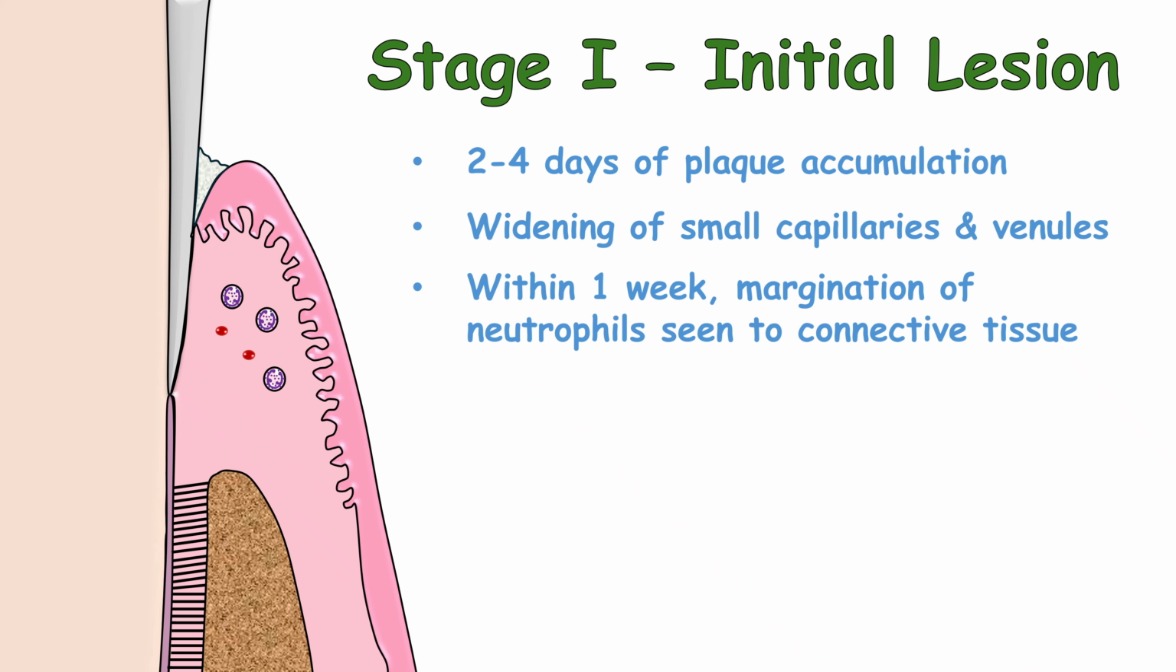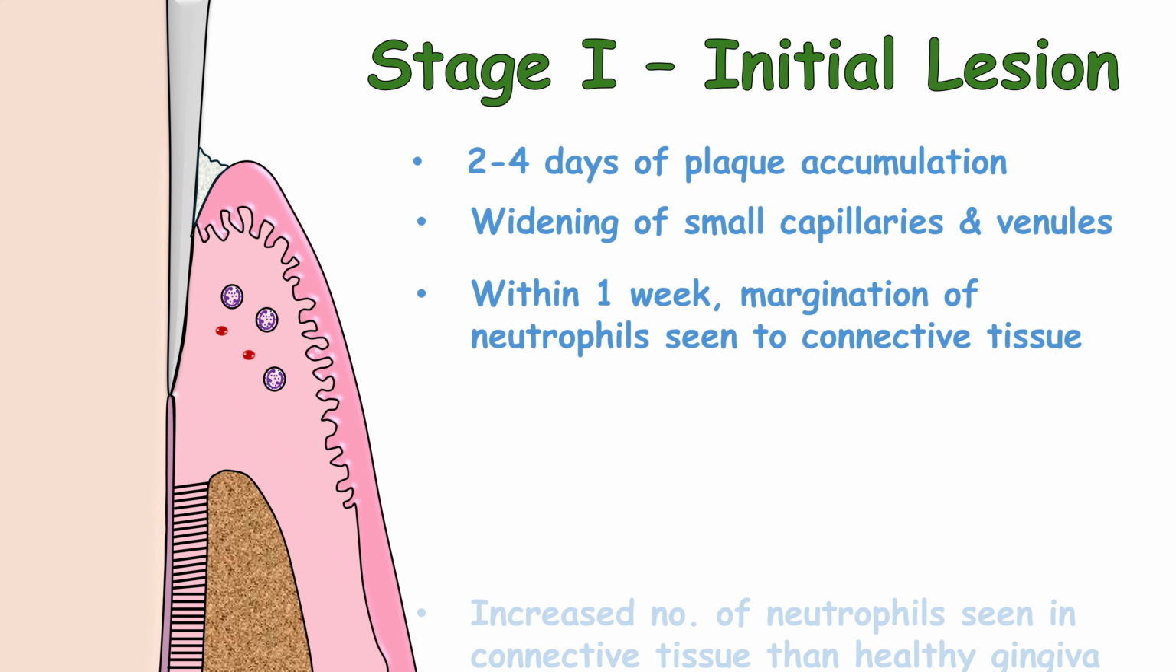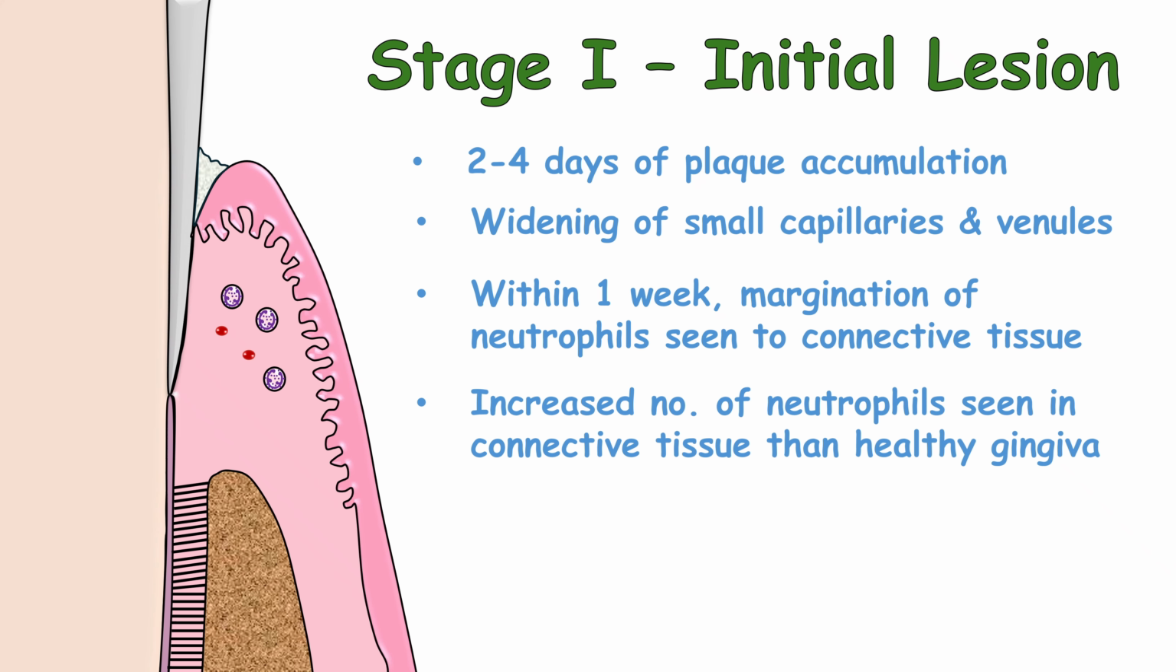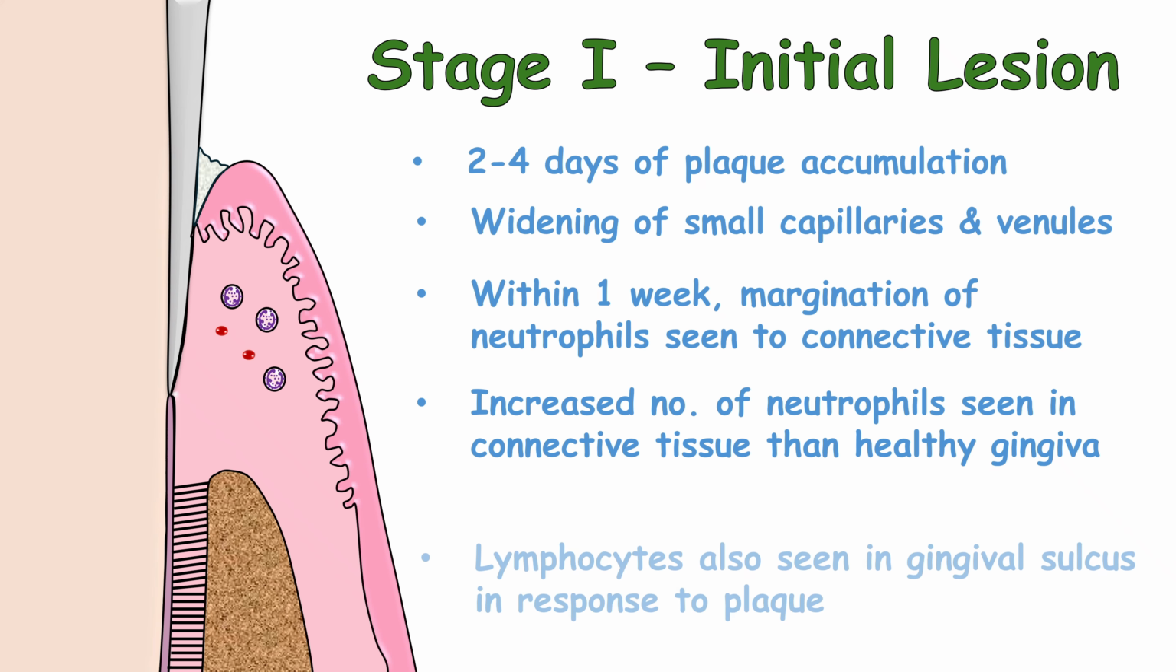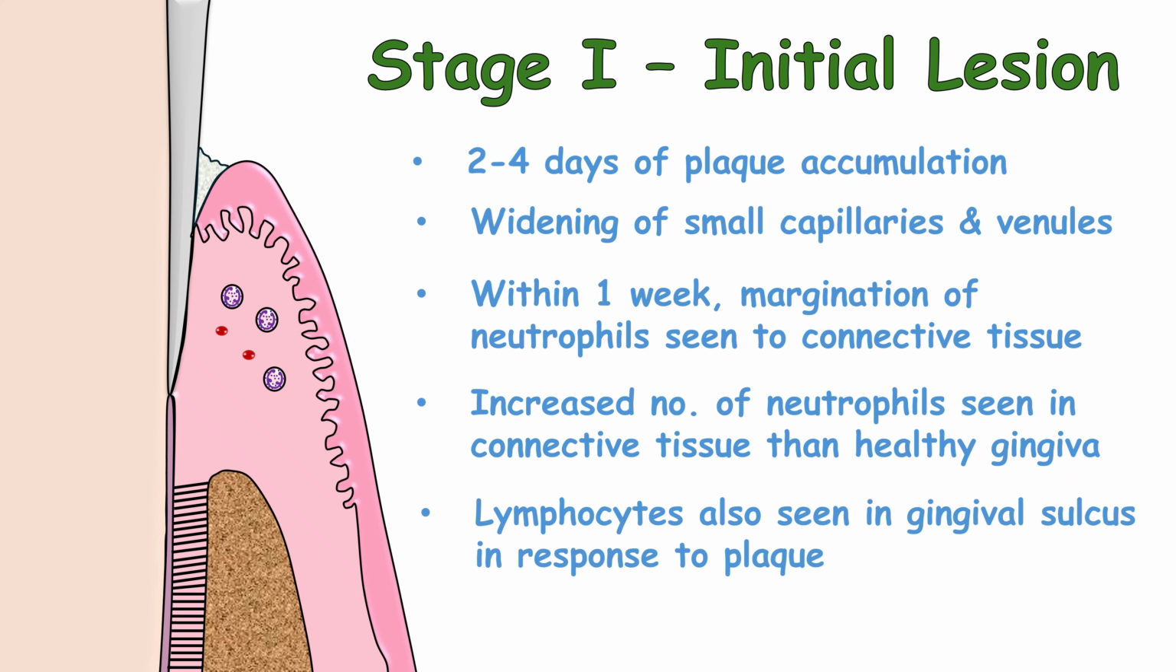Diapedesis is the process by which neutrophils come in contact with the walls of blood vessels and squeeze through the walls, then are thrown into connective tissue. There is an increased number of neutrophils seen in the connective tissue than in healthy gingiva. Here, lymphocytes are also seen in the gingival sulcus in response to plaque.